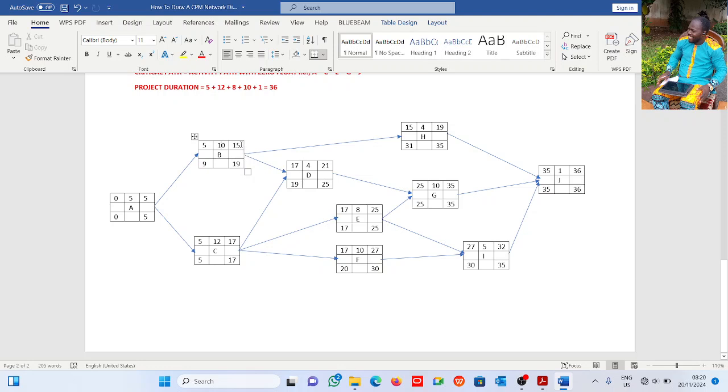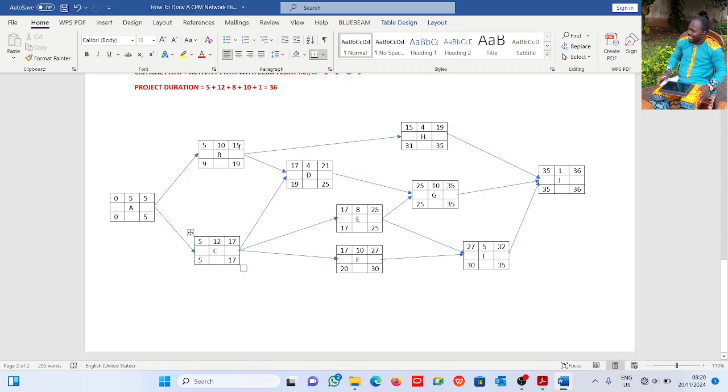Now I have 15 here, early finish, and 17 here, early finish. D has B and C as predecessors. What is going to be the early start of D? I take the higher one. Why? Because I need to execute the one with the higher time before I can start the next activity.